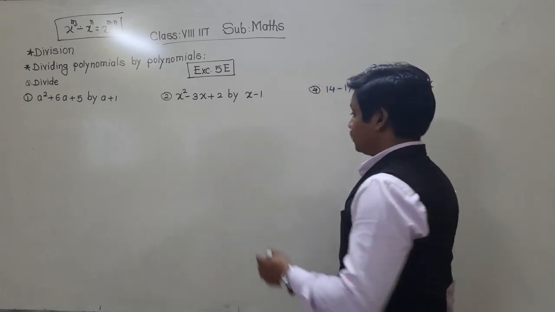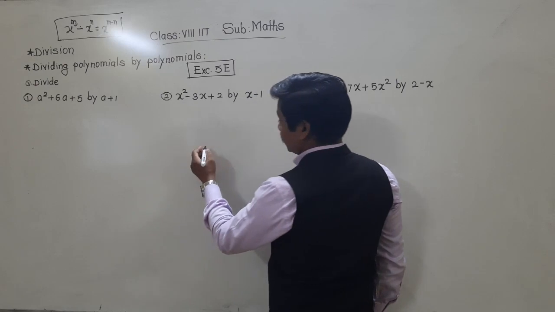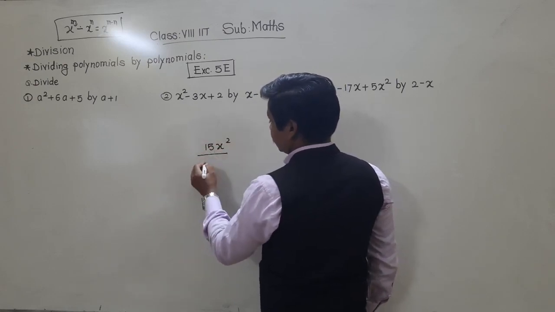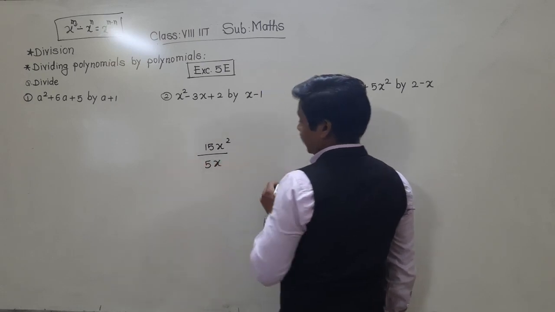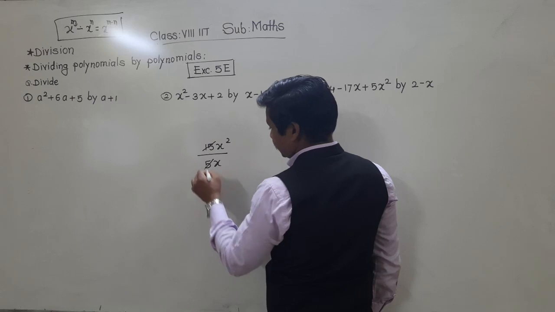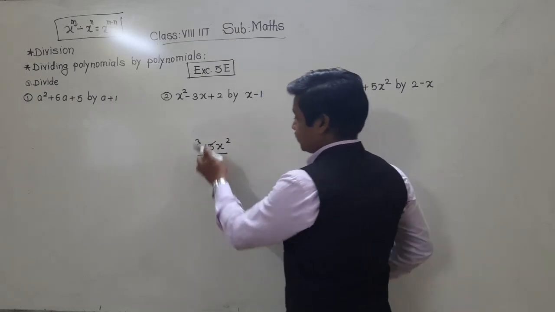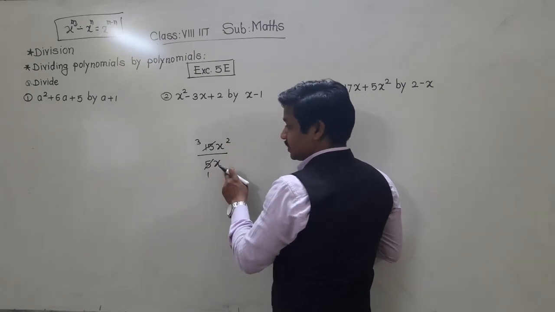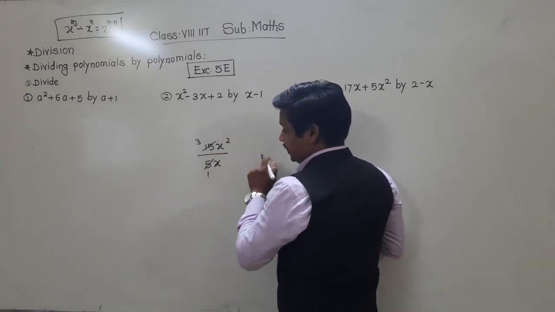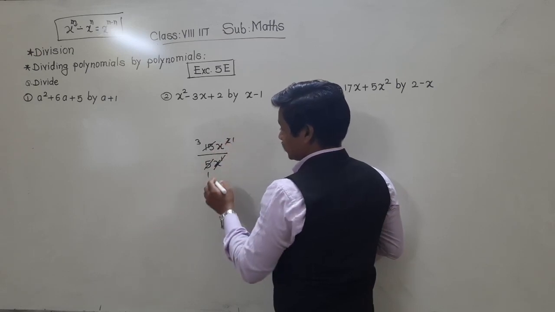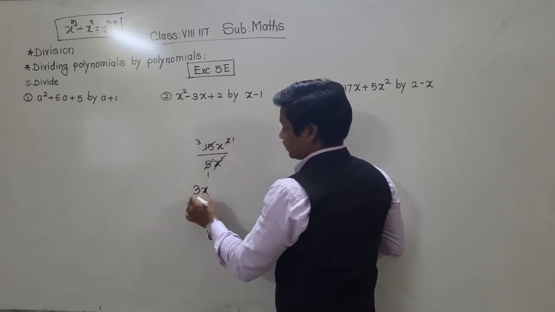You know how we divided monomial by monomial. Suppose it is 15x square divided by 5x. Then how did we divide? We divided numerical coefficient by numerical coefficient, that is 15 divided by 5, 3, and literal coefficient with the literal coefficient whose bases are the same. So x square minus x raised to 1, we got x raised to 1. That is, 3x is the answer here.